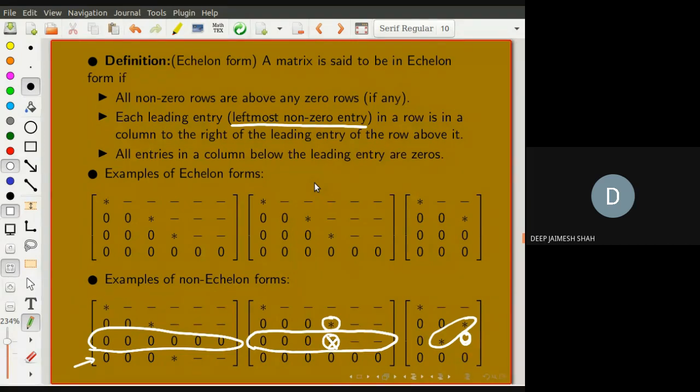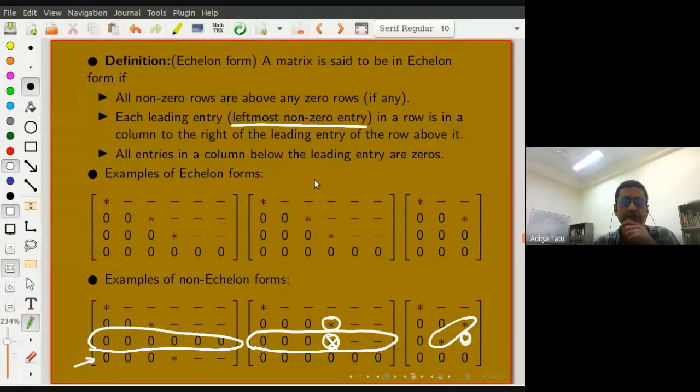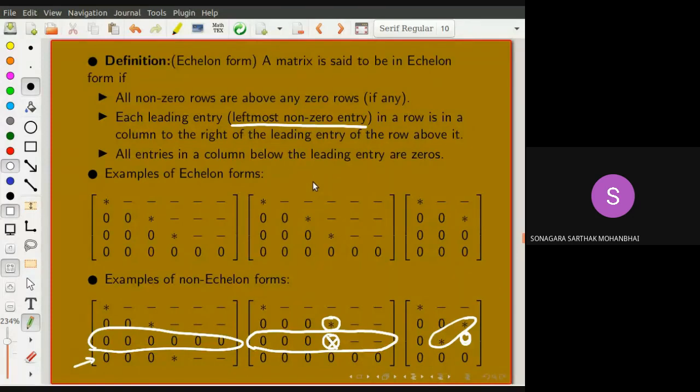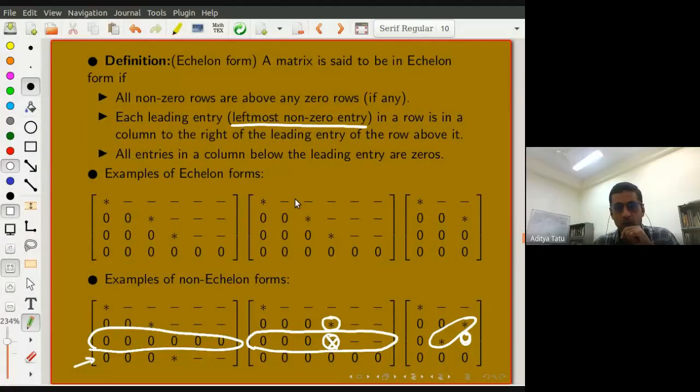Yes, sir. Okay. Any other questions? Sir, similarly, we can have a lower triangular matrix. So will it also be called echelon form? No, the definition of echelon form is this particular thing, and you can see that a lower triangular matrix will not satisfy this. It will satisfy another definition. If I change the echelon form to match that lower triangular matrix, then it would be an echelon matrix. But as per this definition, it will not be an echelon matrix. Okay.